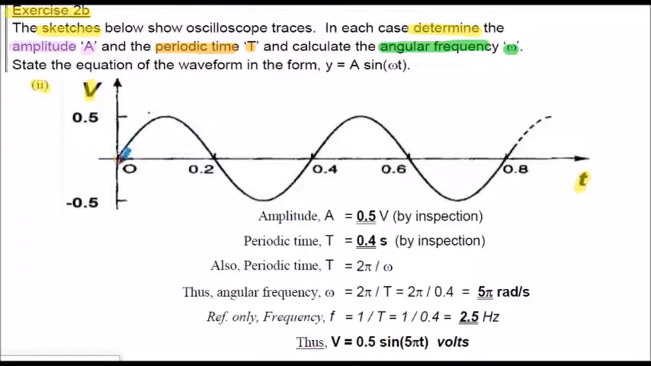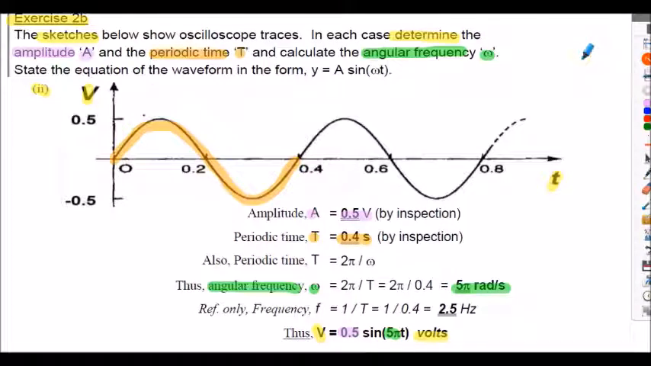Note that one cycle of the sinusoidal waveform occurs through here. So by inspection of the graph, you can find the amplitude, capital A, you can find the periodic time, capital T, in seconds, and you can calculate the angular frequency, omega, in radians per second. And of course, finally state the format of the waveform. In this case, it's V is equal to the amplitude multiplied by the sine of omega t. And of course, the units in this case would be volts.